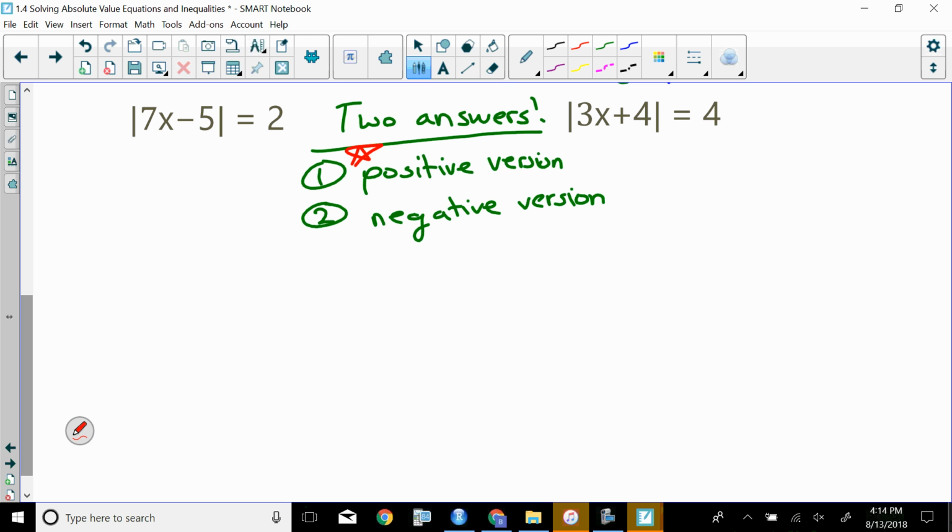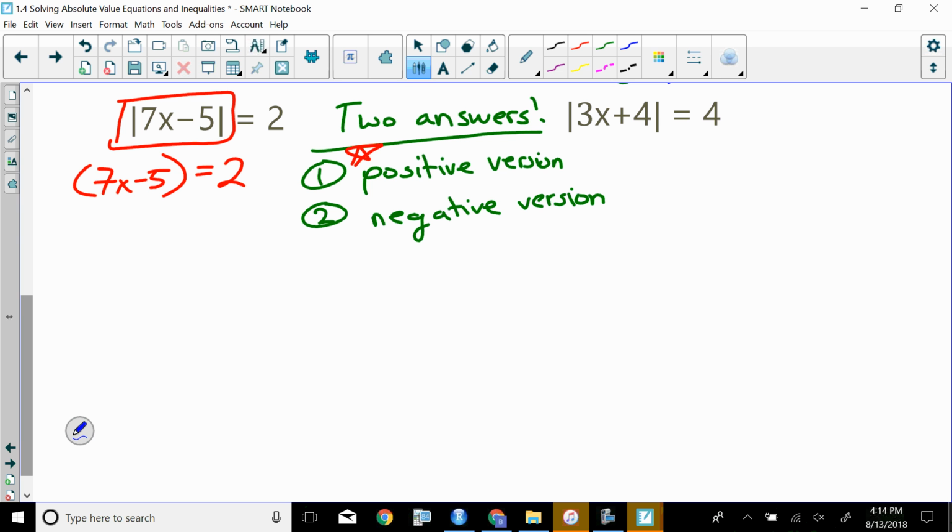Okay? It says a positive version. Great. That means I am taking this box thing here, and I'm going to make it the positive. So if I make it the positive, it's basically like I replace the absolute value signs with parentheses. That's 7x minus 5 equals 2. That is known as the positive version, right there.